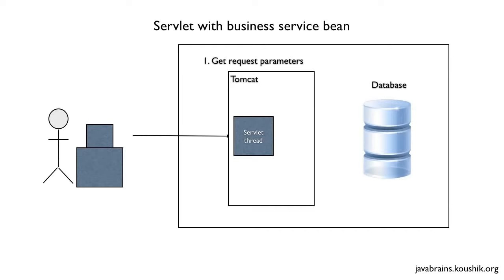Let's take an example of a web application that uses a servlet, but it also uses business service Java beans. Now, the first step of the servlet is to get the request parameters when the user makes a request. And then instead of connecting to the database to do the processing itself, it calls a method of a bean. There is another bean which takes care of connecting to the database, retrieving the results and all that stuff. So it publishes some methods.